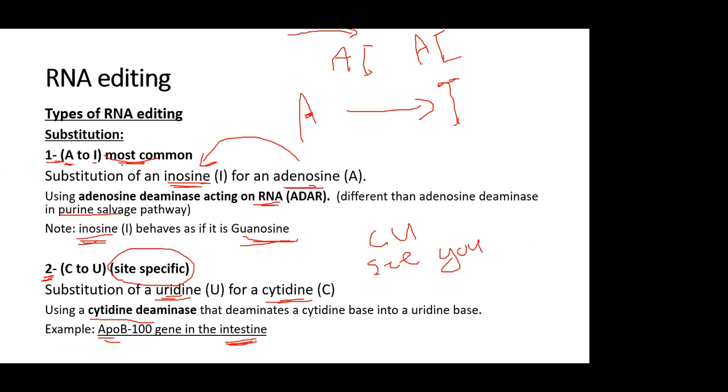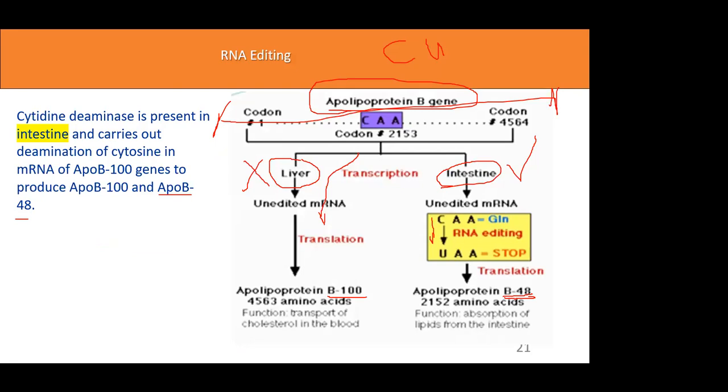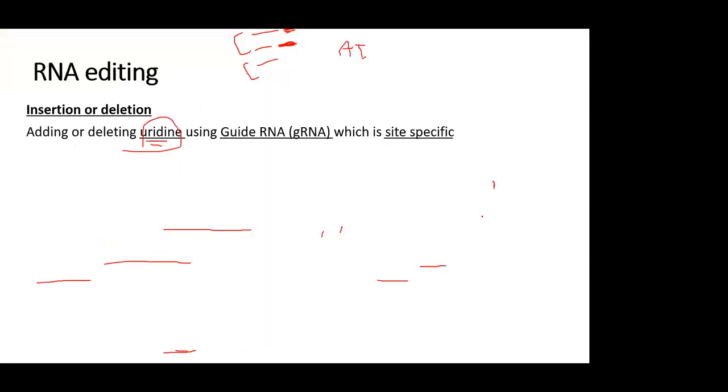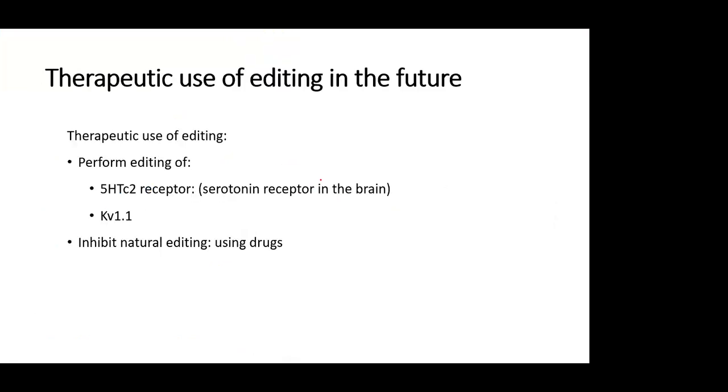You can think of it this way. The most common is AI, or adenosine to inosine. CU is the specific site, intestine. CU comes with intestine. Just remember that. It produces the apoprotein B48, specific to the intestine. It's not produced in the liver. So we already have the four steps right now. Don't worry, I have a summary at the end. I'll show it to you, and it summarizes everything.